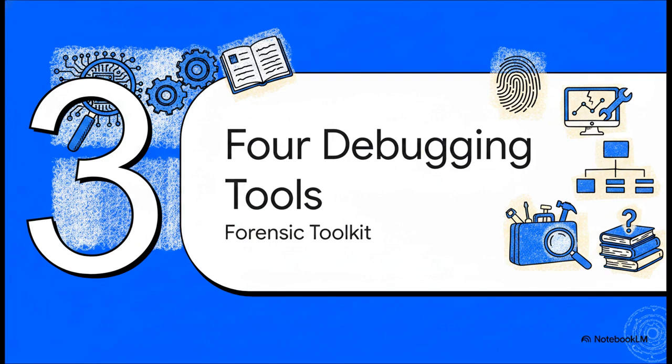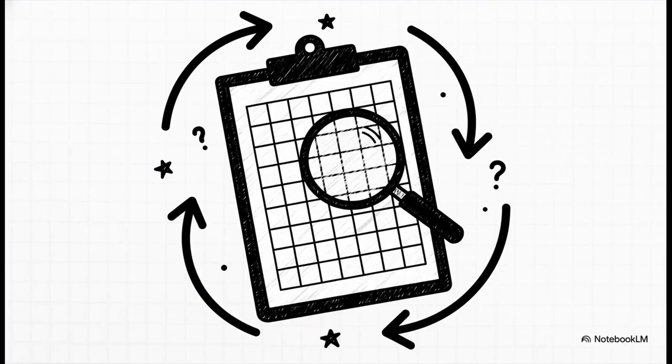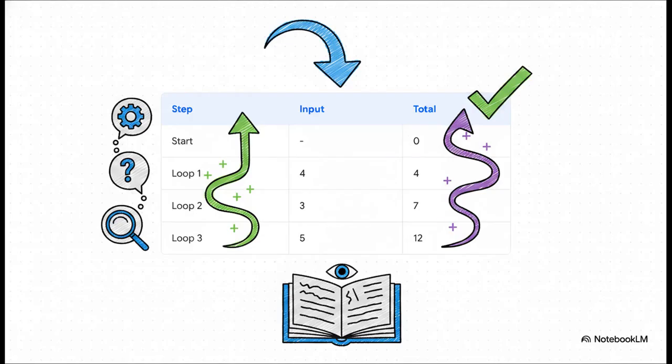Section 3, the 4 debugging tools, building your forensic toolkit. We've got 4 distinct techniques to cover, and each one gives you a very different kind of evidence to help crack the case. Technique number 1 is the trace table. Think of this as your meticulous forensic ledger. A trace table records exactly how variable values change as a program runs over time. You map it all out step by step. This technique is an absolute game changer for tracking down logic errors, especially when you're dealing with complex loops where values update super fast.